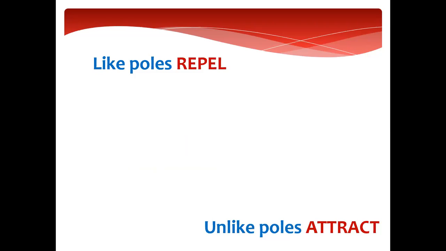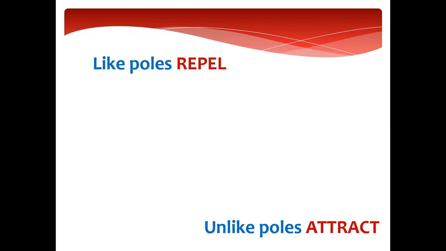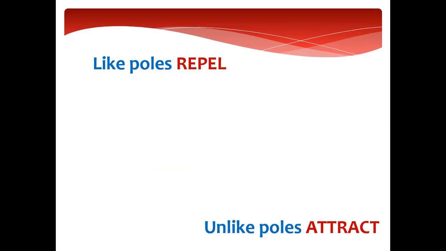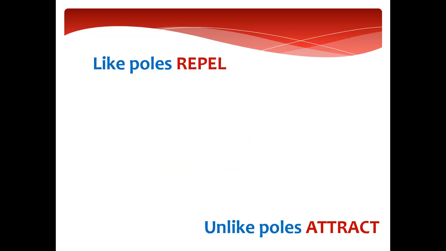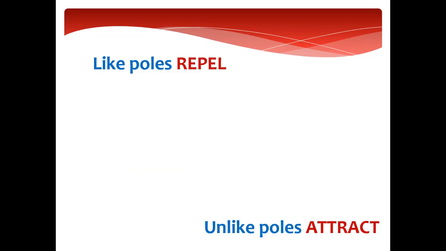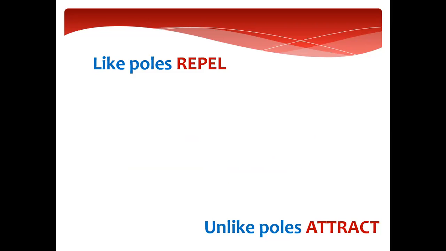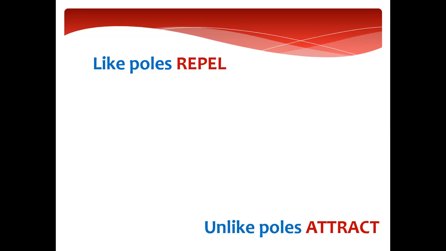What does this mean? If I have two magnets and I don't know where the north and south are, I bring them beside each other. If they repel and go away from each other, this means that they are alike: either north beside north or south beside south. Why? Because like poles repel, they go away from each other and are not attracted. This is the magnetism idea.